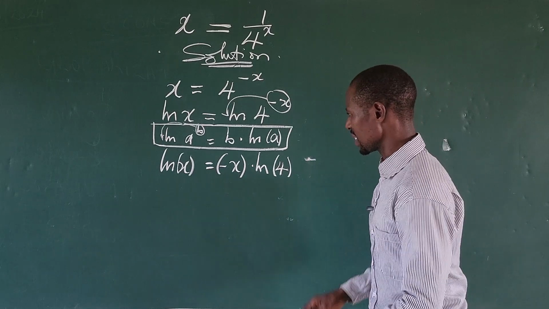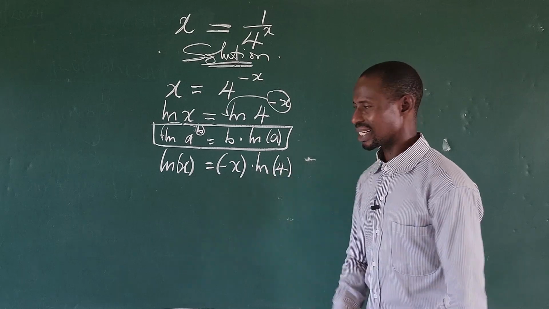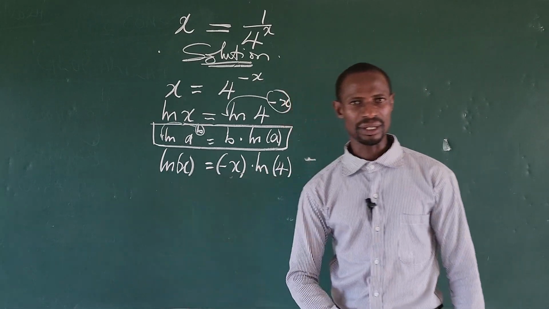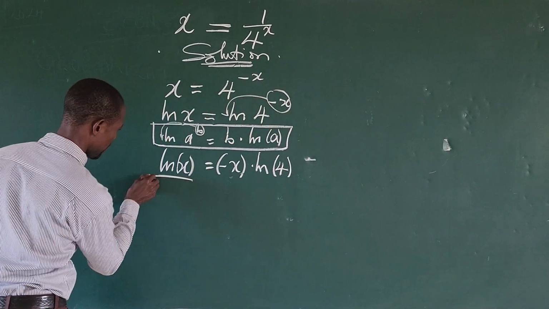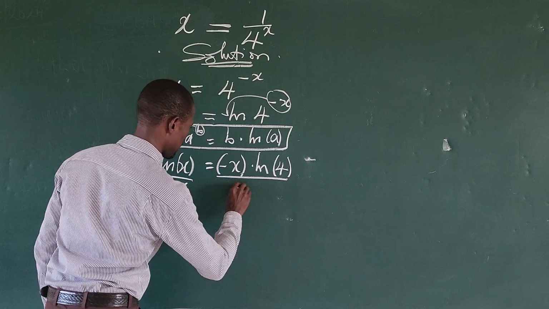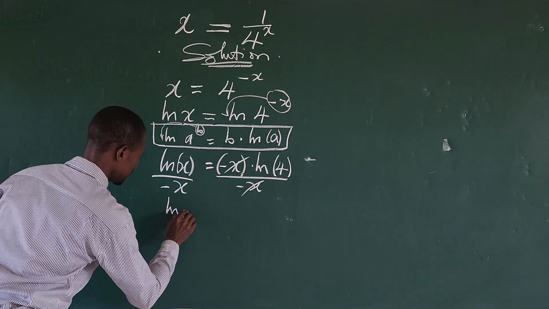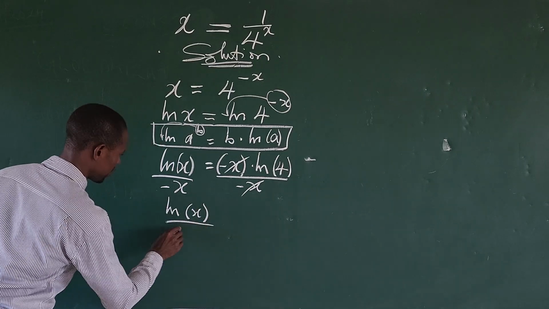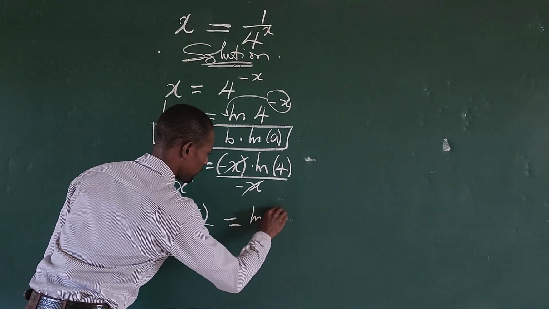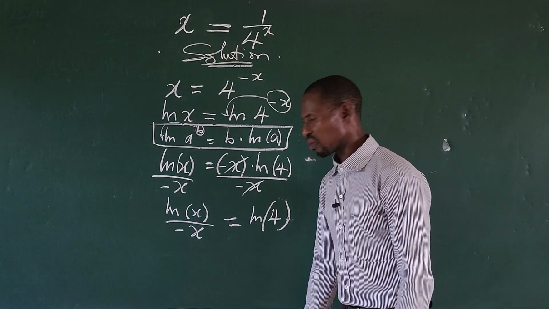So what's the next thing we do? Let's eliminate this minus x so that this constant will stand on its own, then bring this variable to the other side. So we divide through by minus x. This will leave us with ln of x all over minus x, and this is equal to ln of 4. Easy.